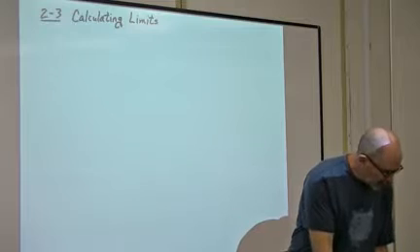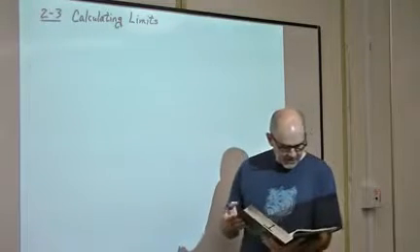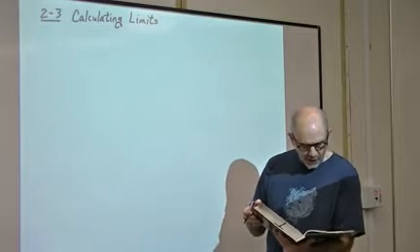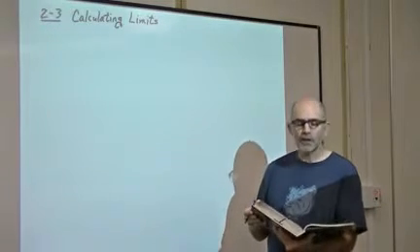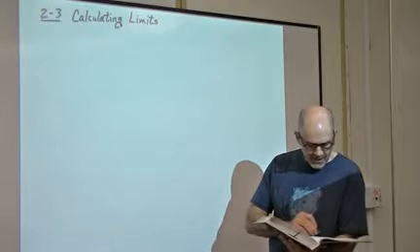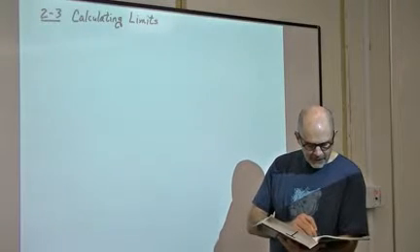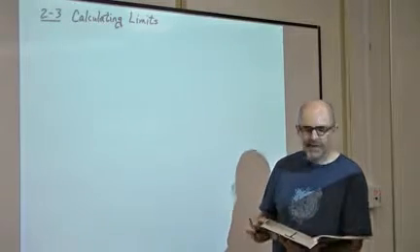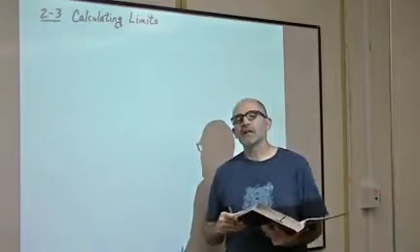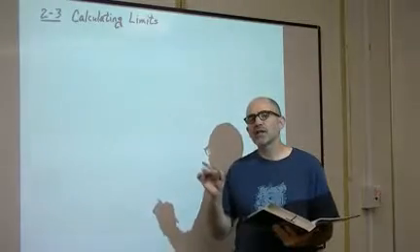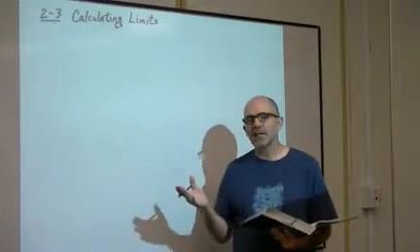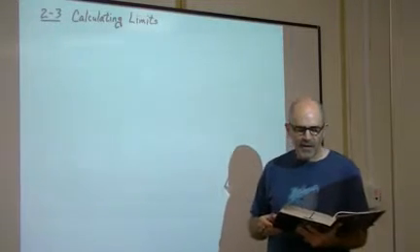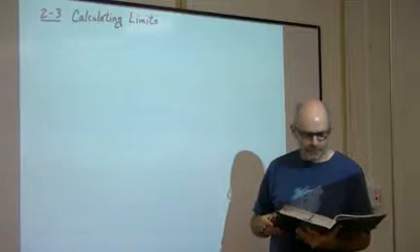Number 1 says that if you've got the limit as x approaches a of a sum of two functions, then you can take the limit as x approaches a of f of x and add that to the limit as x approaches a of g of x. So basically, if you have a limit of a sum of functions, take the limit of each function and add them up. Or over on page 105 it says, the limit of a sum is the sum of the limits.